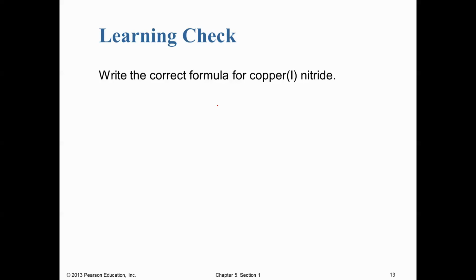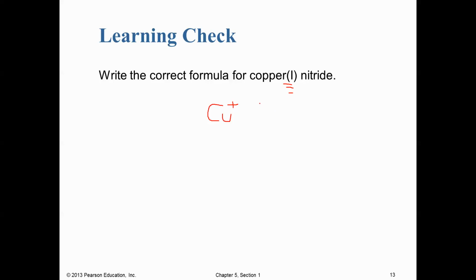Moving on to another example, we're asked to write the formula for copper 1 nitride. So copper 1, the charge on that is 1+. How do we know that? Well, copper is a transition metal, and we can't predict that from its periodic table location like we can with most of the A group elements, but our clue here is the 1. So the Roman numeral 1 in our name there tells us that our copper has a 1+ charge.